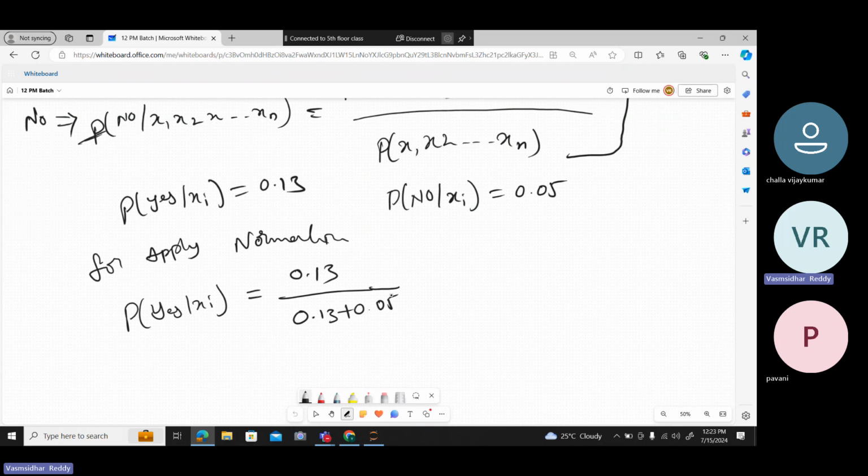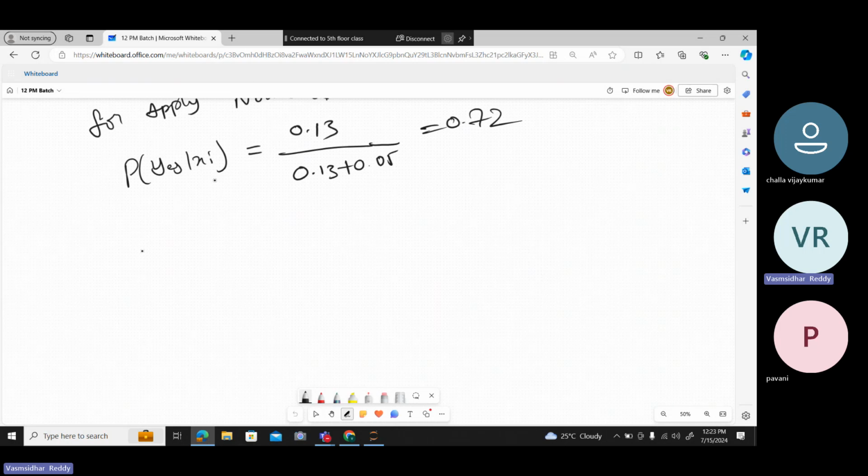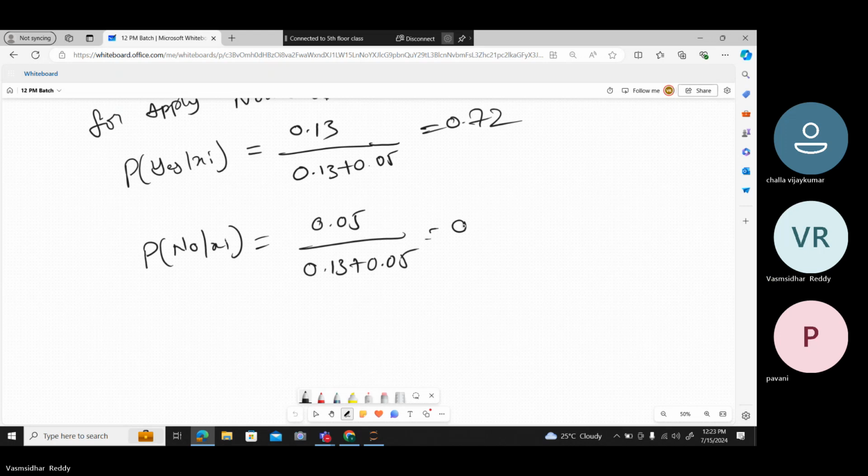Understand? This is the normalization for the yes class, so some data we will get as output. Same like that, I am applying the same for no. For no, 0.0 divided by 0.13 plus 0.05. We get around what's the value? 0.28. Okay, this is a normalization form.